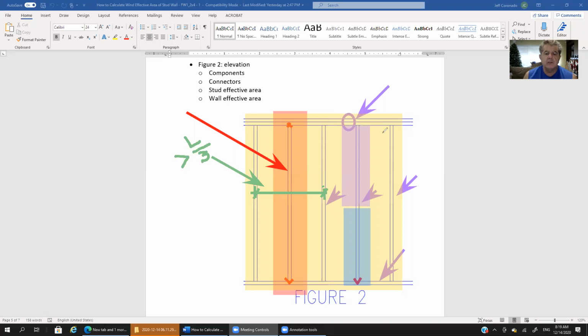Okay, and that concludes the discussion on effective areas for wind component and cladding forces.